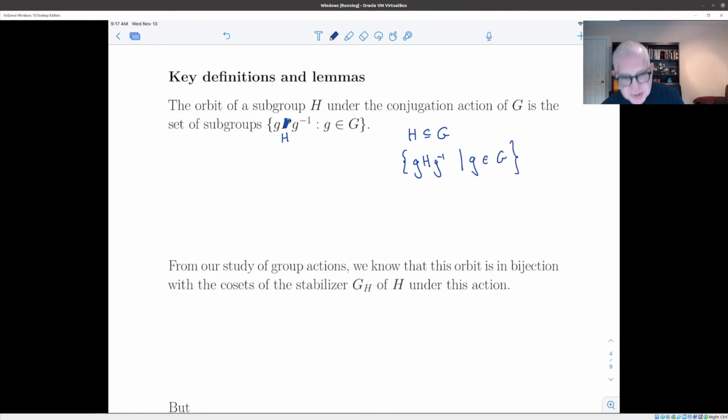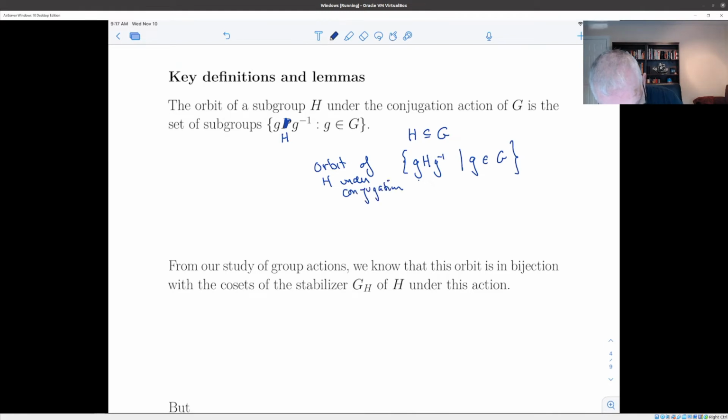Now, if H is normal, this is just a one-element set. But in general, as we saw even in the previous example with S4, if it's not a normal subgroup, these are going to be a collection of different subgroups. And that collection of subgroups is, because we know that conjugation is an action on the set of subgroups, the orbit of H under conjugation.